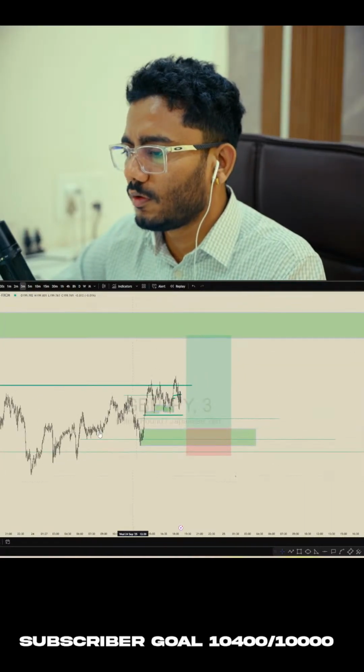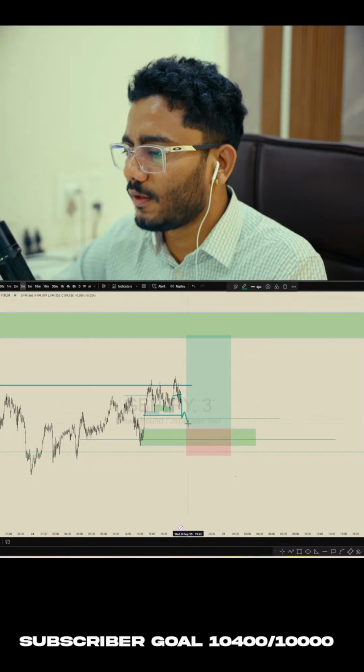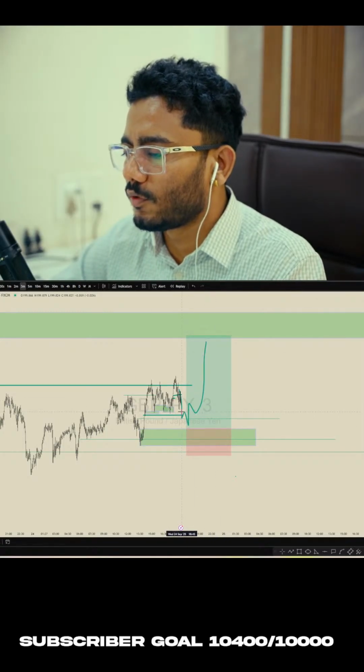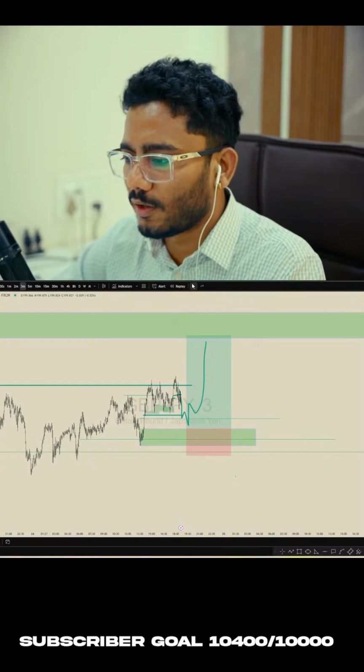So if price taps this area and then gives a choch from here only, then we'll look for entry from this change of pattern, because sometimes price will not tap this order block.